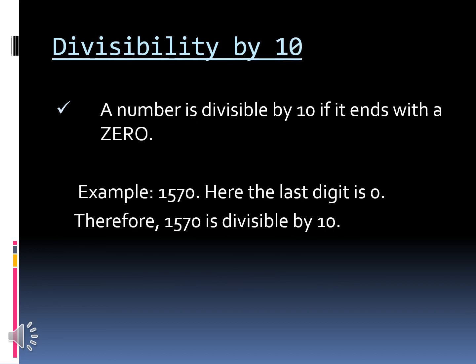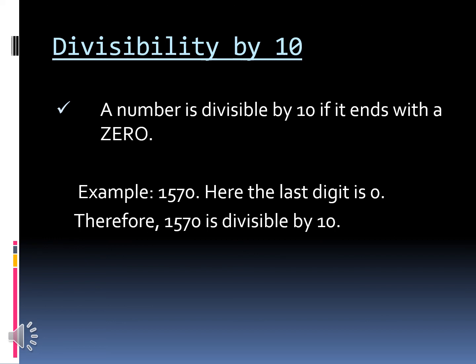Divisibility by 10. A number is divisible by 10 if it ends with 0. So we only have to see the last digit. If it is 0, then it is divisible by 10. If it is not 0, then it is not divisible by 10. One of the easiest. So let's see the example.